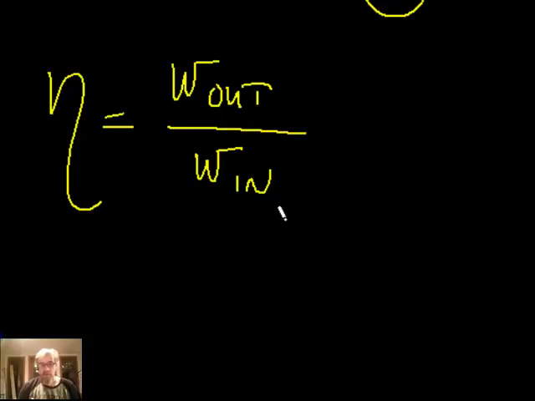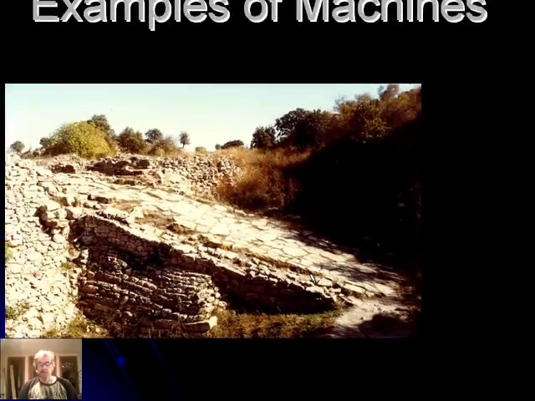Now a perfect machine would have an efficiency of 1. The amount of work out is exactly equal to the amount of work in. But all real live machines are going to have efficiencies that are less than 1. Here are some examples of machines.